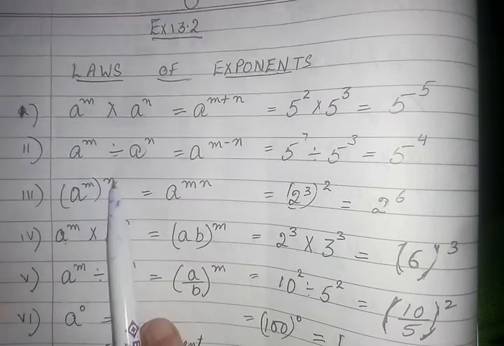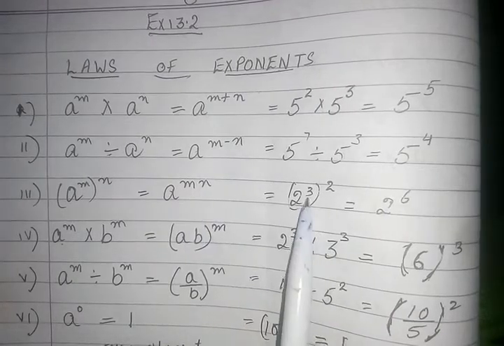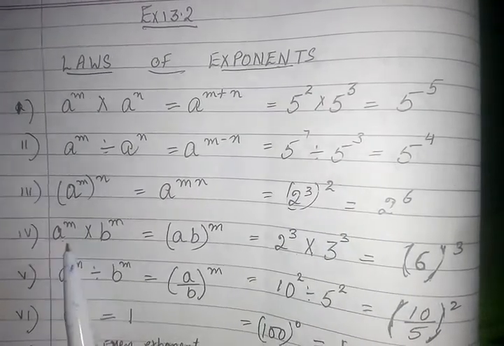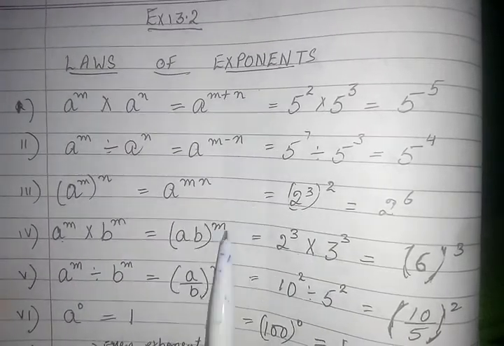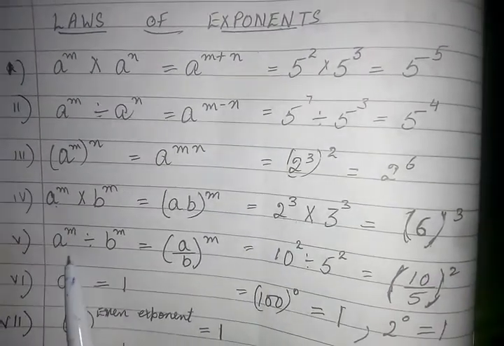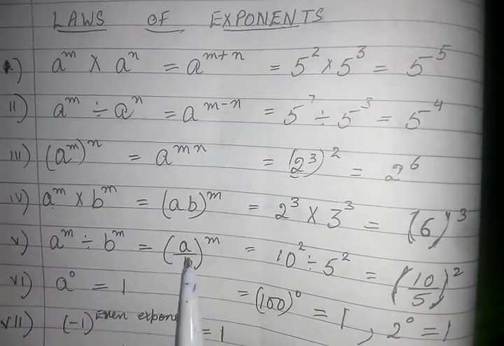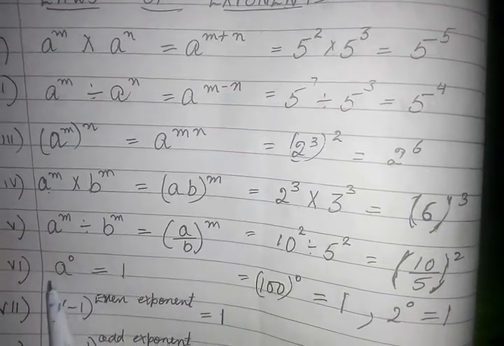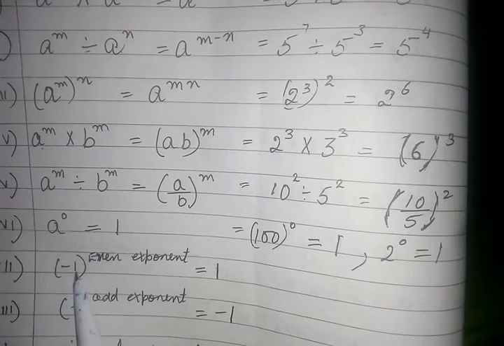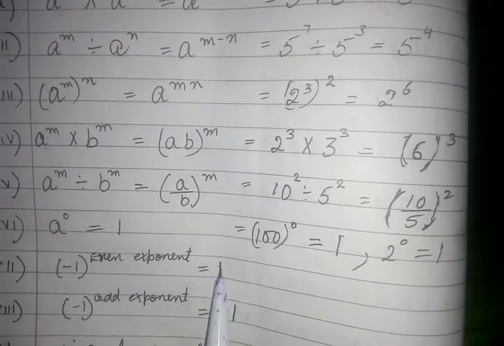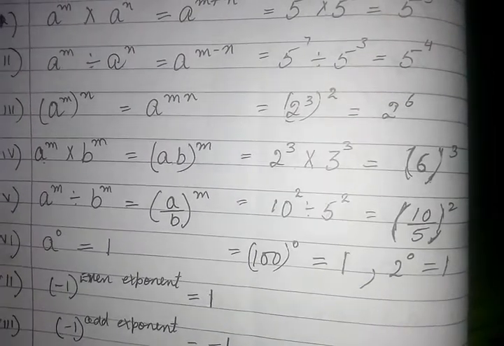(a^m)^n equals a raised to power mn, as shown. When the bases are different but the powers are the same, we can first find the product and then raise to the same power. When the bases are different and the power is the same in division, you may first divide the bases and then raise to the power. Any integer raised to power 0 is equal to 1. If the negative sign has an even power, the answer will be positive, and if it has an odd power, the answer will be negative.